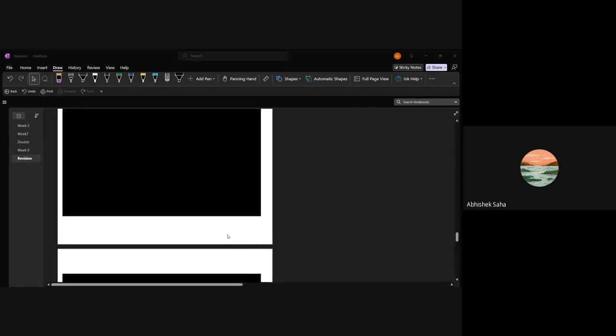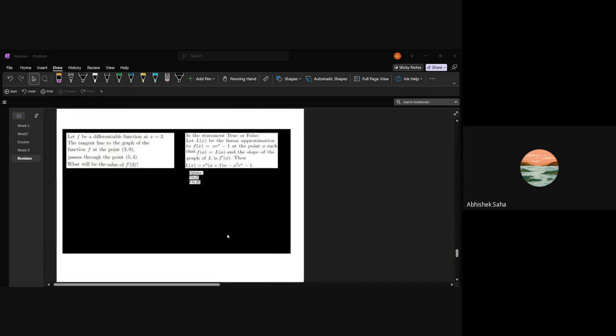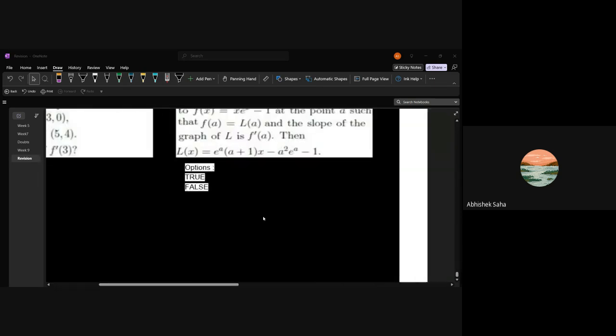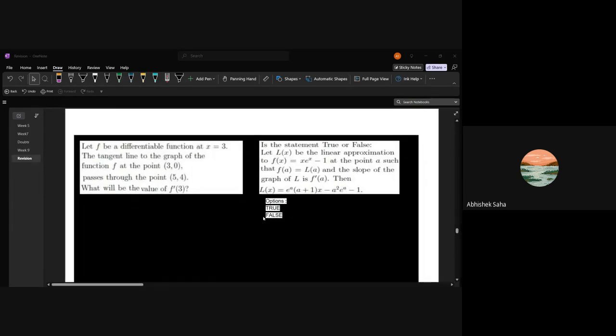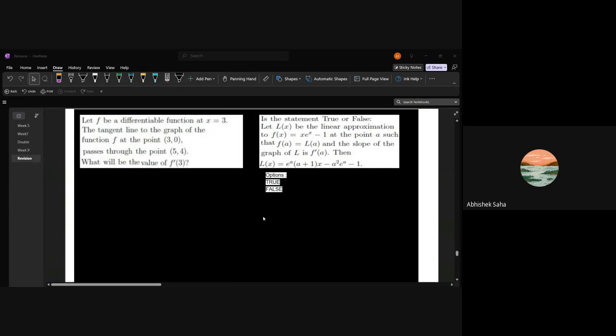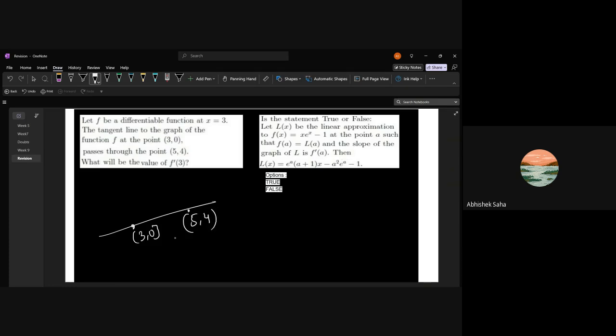Okay, let's move on. So this is a problem we have. This is an easy problem, right? You can solve it by differentiability, or you can also solve it by tangent. So f is a differentiable function at x equal to 3. The tangent line to the curve of the function f at point (3, 0) passes through the point (5, 4). So find the slope of this, f dash at x equal to 3.